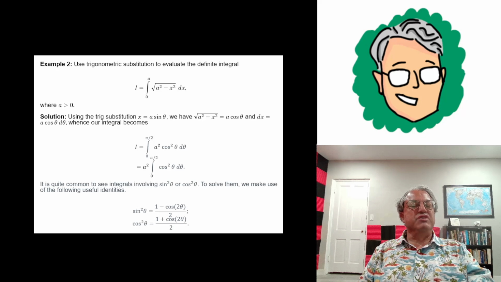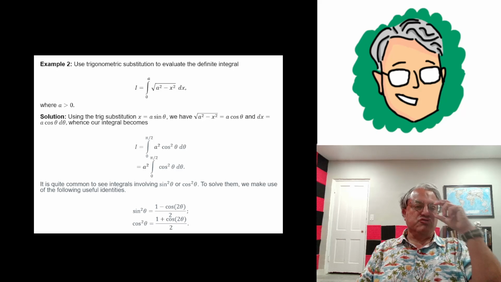I don't know if you remember this, but y equals square root of a squared minus x squared, you can rewrite that as x squared plus y squared equals a squared. That's just the equation of a circle of radius a. But we're only getting a quarter circle here because we're only going from 0 to a, so we're in the first quadrant. Remember, y equals square root of a squared minus x squared is just the upper semicircle.